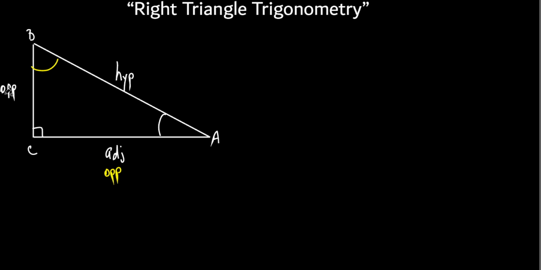All right, what is it? This is opposite angle A, but what is it to angle B? It's adjacent, so that would be adjacent, all right? And it's both, right? It's the white one and the yellow one. This is the hypotenuse. It all depends what angle you're dealing with.